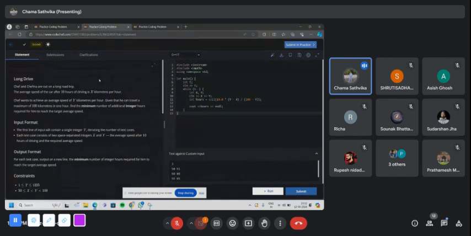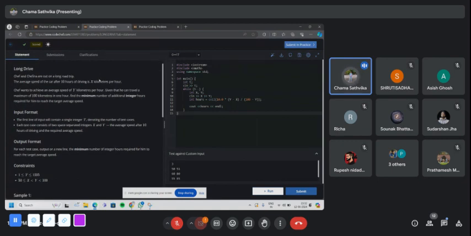Second question. Chef and Chefina are out on a long road trip. The average speed of the car after 10 hours of driving is X kilometers per hour. Chef wants to achieve an average speed of Y kilometers per hour, given that he can travel a maximum of 100 kilometers in 1 hour. We need to find the minimum number of additional integer hours required for him to reach the target average speed.